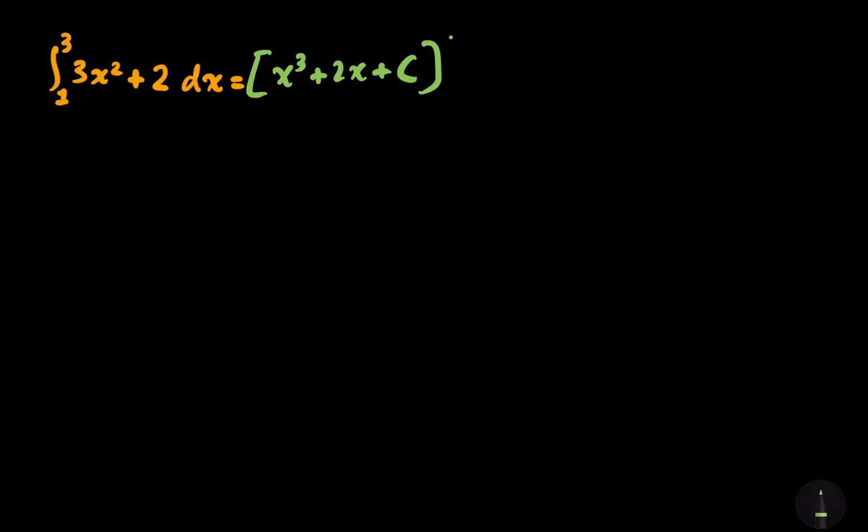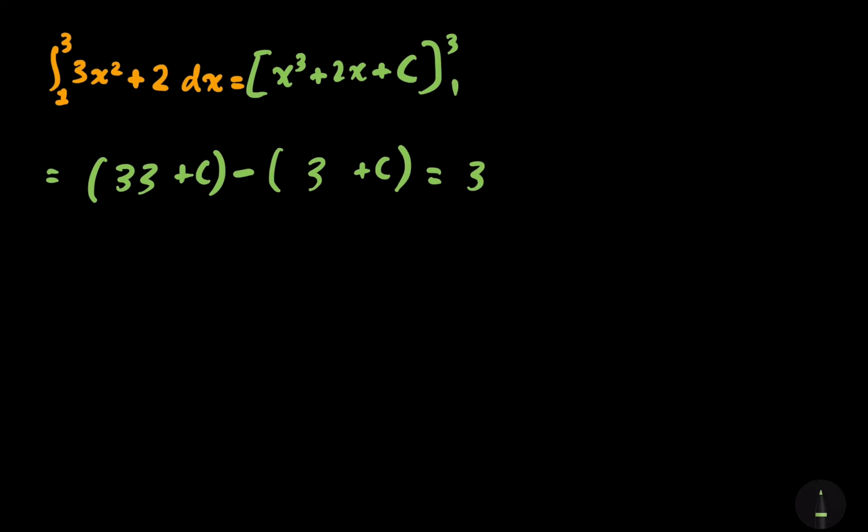And then we're just going to evaluate it at the two endpoints, so at 3 and 1. When this is evaluated at 3, it's going to be 27 plus 6 plus c. 27 plus 6 is just 33. And then if you recall from the second fundamental theorem of calculus, we're going to subtract it from it being evaluated at the second bound point of integration. And so that's going to be 1 plus 2 plus c, so that's just 3 plus c. And then if we distribute, there's going to be 33 plus c minus 3 minus c. And so these two c's are going to cancel out, and we'll just end up with 30 as our definite integral value.